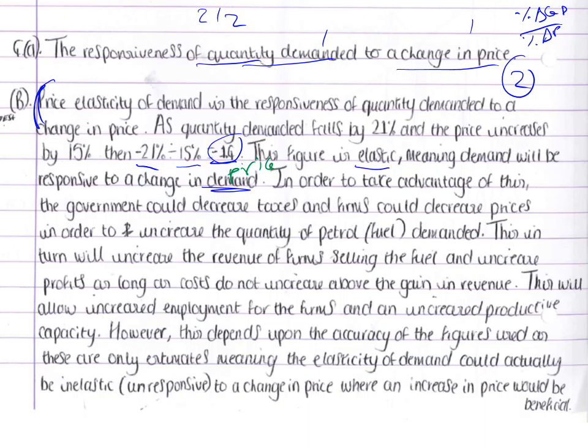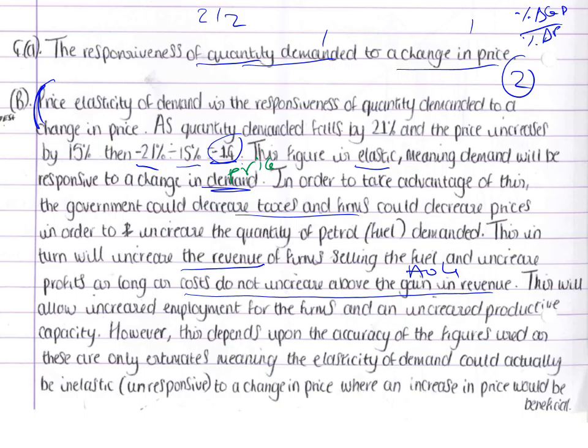mark there. In order to take advantage of this, the government could decrease taxes and firms could decrease prices in order to increase the quantity of petrol demanded. This will in turn increase the revenue. So we've got a suggestion there to maximise the revenue because it says comment on the price elasticity of demand. So we've already looked at the government being involved in this and wanting to maximise revenues, as long as the costs do not increase above the gain in revenue. So we've got a little bit of evaluation there as well in relation to this.